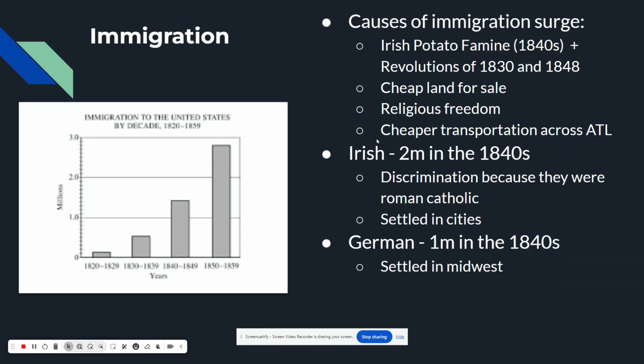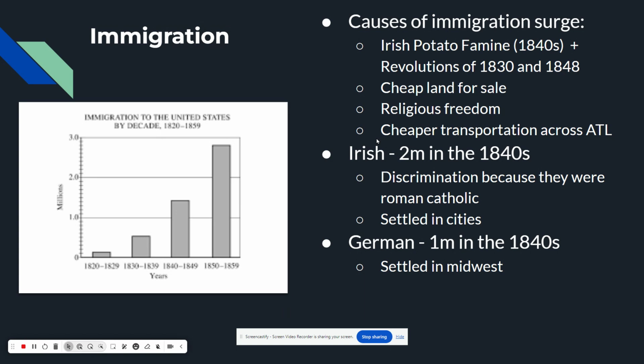So let's dive a little bit deeper into some of these topics, and let's start with immigration. As you can see on the kind of fuzzy chart, immigration to the United States drastically increases during the decade of the 1840s as well as the 1850s.